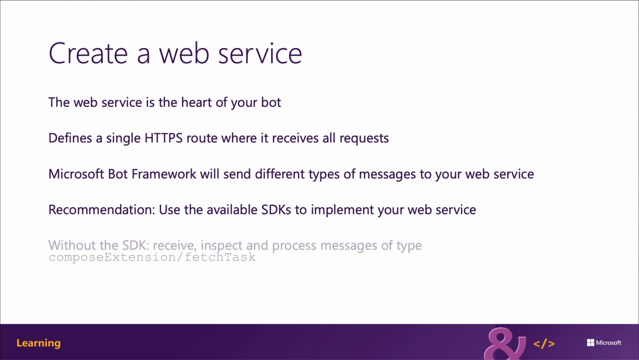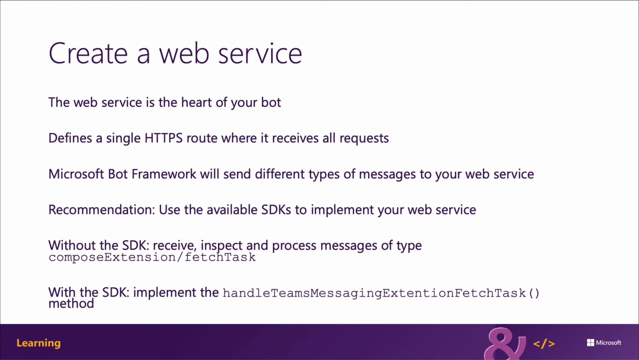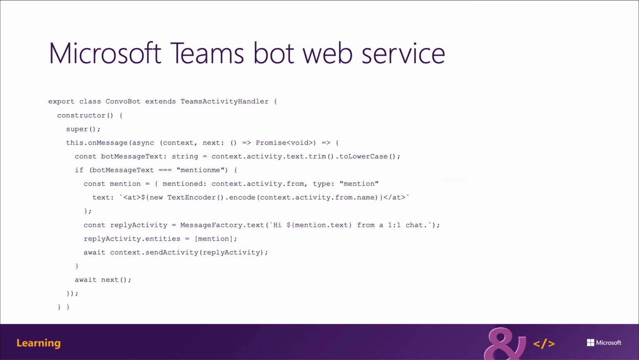For example, when a message extension action command is invoked, the SDK will direct the message type compose extension/fetch task, and it's going to call the method handleTeamsMessagingExtensionFetchTask, that's going to then pass in a context and the payload from the message that was sent as an HTTPS post from the Microsoft Bot Framework. The following code defines a new bot that is watching for messages that contain the string "mention me." When it receives this message, it responds with a message that starts with "hi," and then it mentions the user who sent the original message.